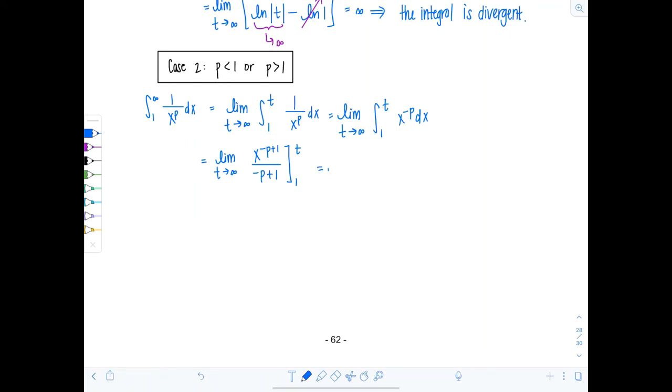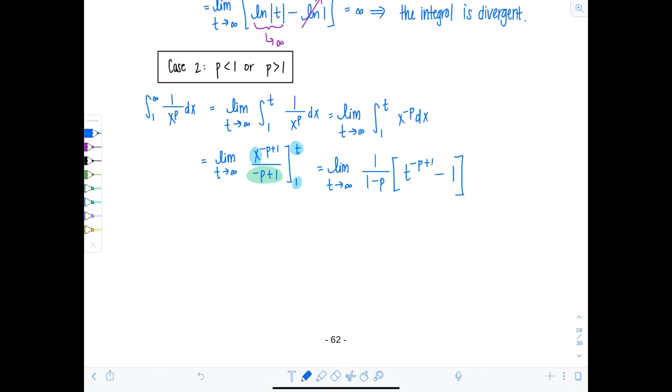So now I'm going to take the limit as t approaches infinity. This is just a constant, so I'll pull it outside. I have 1 over, I'm going to write 1 minus p, it looks better, times, and now let's go ahead and substitute in our limits of integration for x. So we'll have t to the negative p plus 1, minus 1.